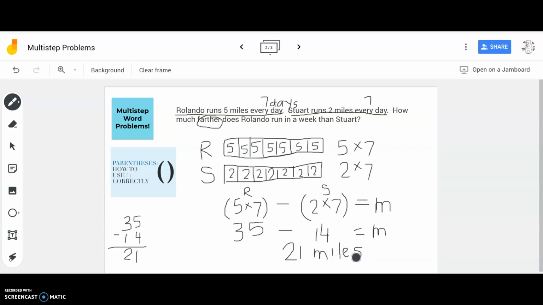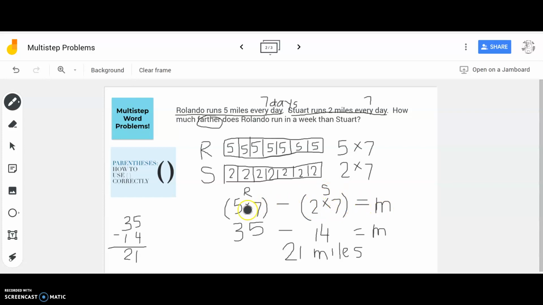I'm just going to double check. Rolando runs 5 miles every day. 1, 2, 3, 4, 5, 6, 7, and there's 5 in every one. Stuart ran 2 miles. 1, 2, 3, 4, 5, 6, 7, 2 in each. So Rolando is 5 in 7 groups. Stuart is 2 in 7 groups.